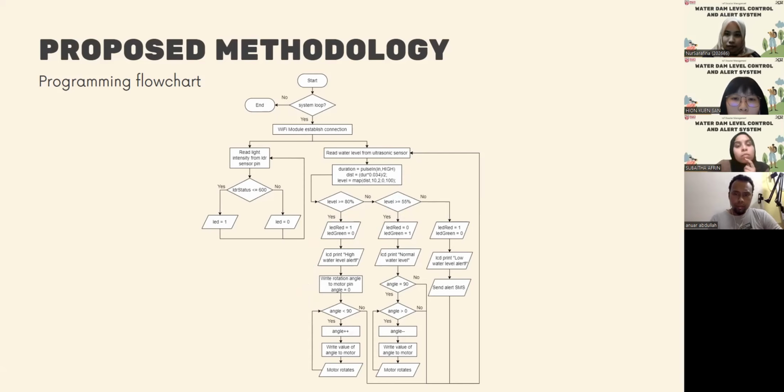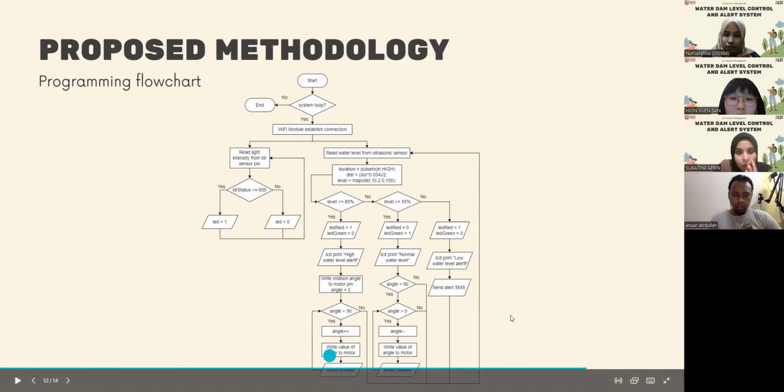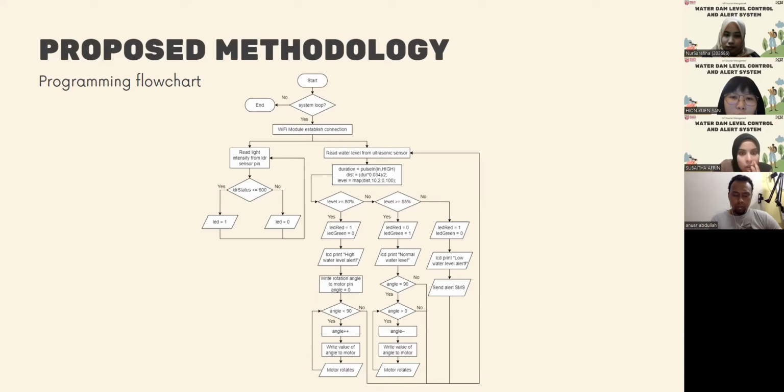And if the water level is normal, which is between 55% and 80%, the green LED lights on, the LCD prints a message, and the motor turns to the original state. Lastly, if the water level is low, the red LED lights up, the LCD prints a message, and SMS is sent to users.